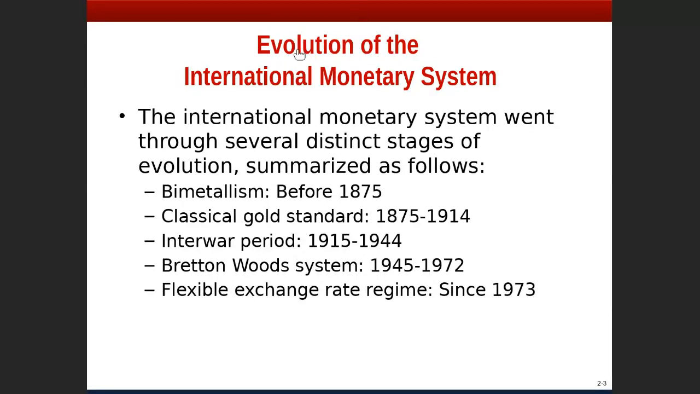Now, let's begin with the evolution of the international monetary system. The international monetary system went through several distinct stages of evolution, summarized as follows. First, we have the bimetallism. That was a system in place before 1875. Then we have the classical gold standard. We have the interwar period. We have the Bretton Woods system. And finally, we have the exchange rate regime, which has been in place since 1973.